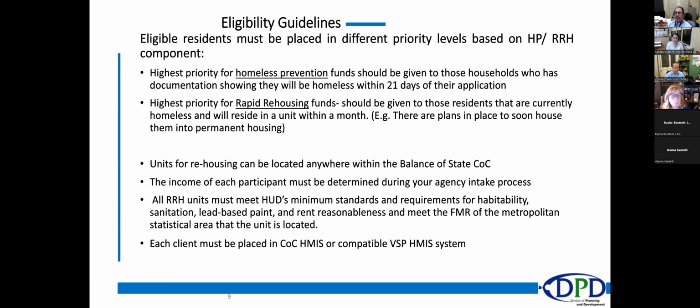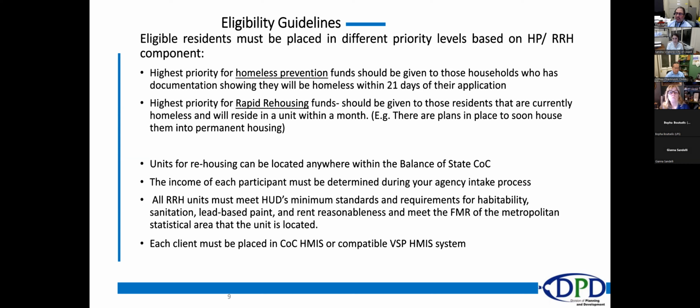Rapid rehousing is basically those that are homeless but will be able to move into a unit within a month. So that is the main difference between those two components.